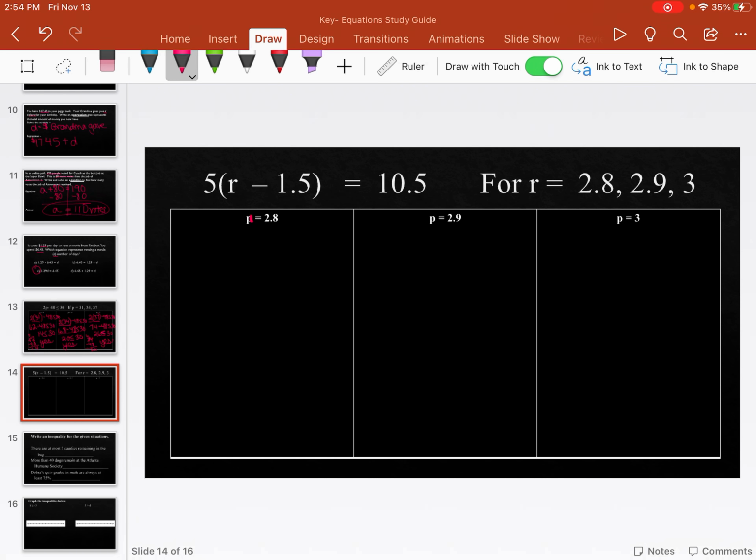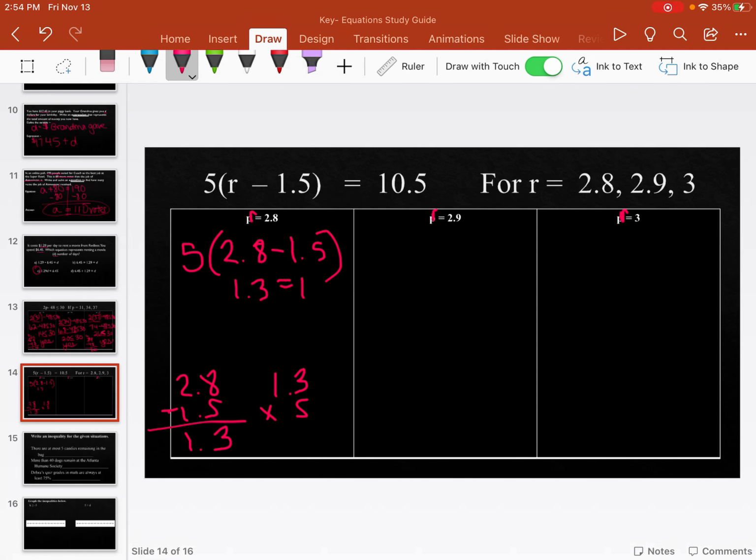So for this one, these should be R's. Sorry about that. So 5 parentheses, 2.8 minus 1.5. So 2.8 minus 1.5 is 1.3. 1.3 times 5 is 6.5. So 6.5 does not equal 10.5. That's a no.